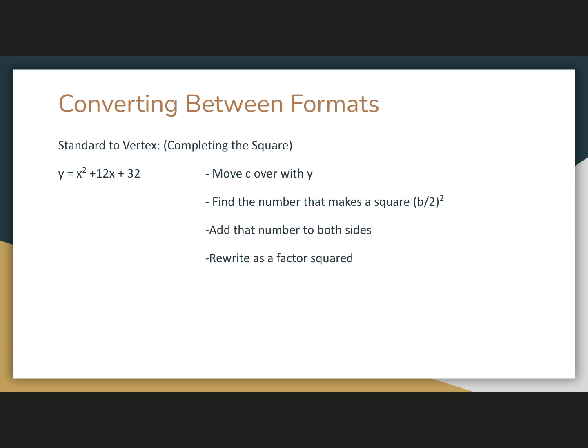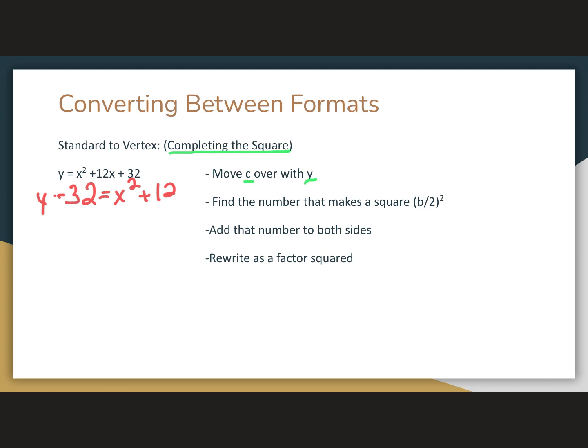Next one, going from standard to vertex. So in order to do this, we do something called completing the square, and you'll see where that is a little bit further on. First thing you have to do is move C over with Y. Well, we can't really just move it. But to get rid of that plus 32, which is my C, I'm going to subtract 32 from both sides. So I get Y minus 32 equals x squared plus 12x.